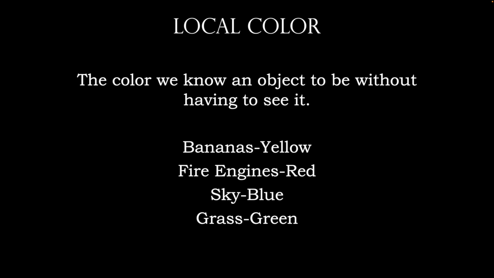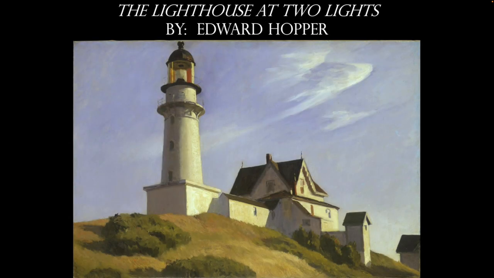And local color is the color we know the object to be. We don't have to verify it. If I asked you what color bananas were, you would say yellow. Fire engines are red, the sky is blue, and grass is green. We don't have to verify it. That's what we know it to be. And throughout most of art history, we are utilizing local color because we're interested in documenting the world around us. And that is how we also create representational art. So representational art and local color go hand in hand.